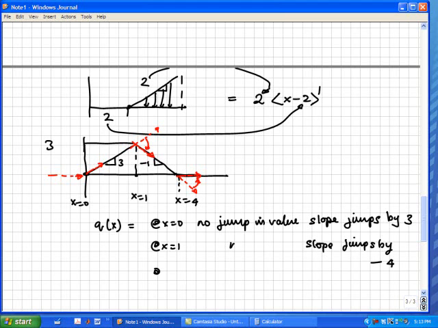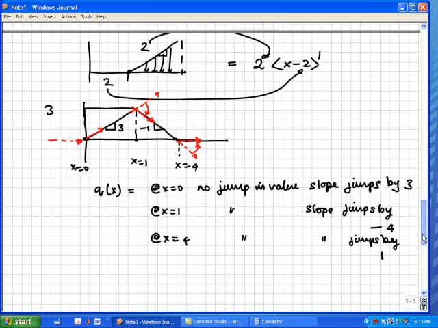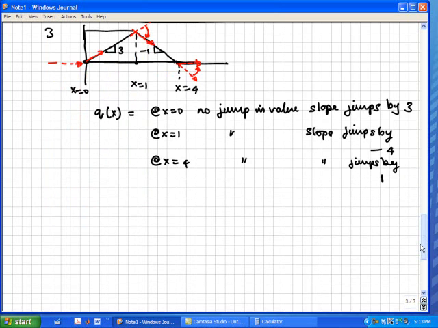And then at x equal to 4, no jump in value, but slope jumps by, from minus 1, it goes back to horizontal, so the jump is 1. I want you to notice that 3 minus 4 plus 1 is 0. So the total starts out horizontal, ends up horizontal. So all the jumps in slope should add up to 0, because it starts out horizontal and ends up horizontal.